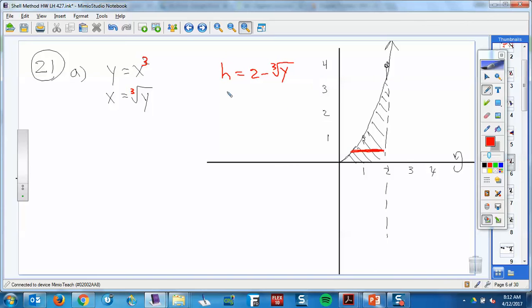2 minus cube root of y, and p would be y minus 0, right? And if you wanted to do this as a disk, it would be no empty space. That'd be pretty easy. The r would be x cubed minus 0. And then you would put it into there, right?